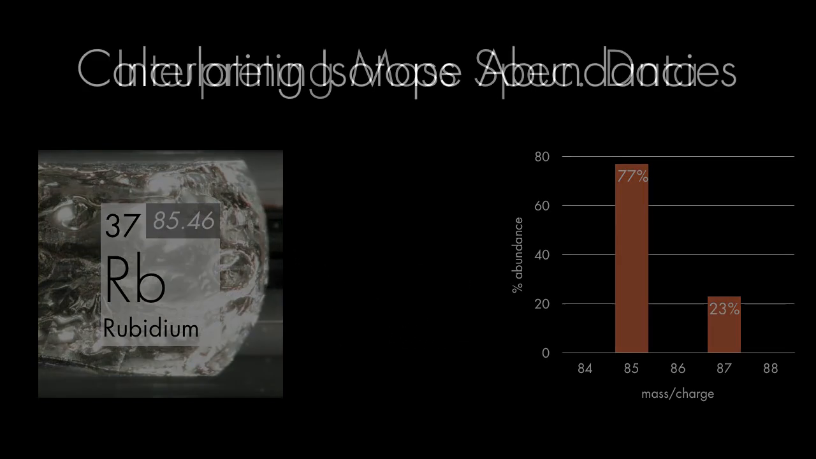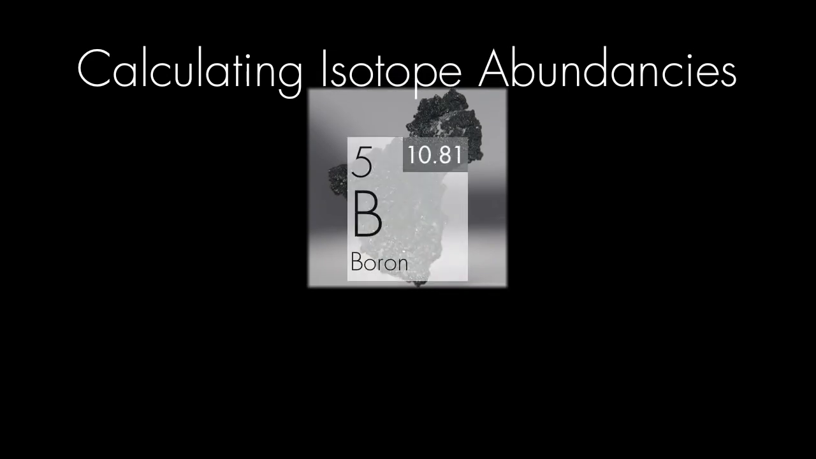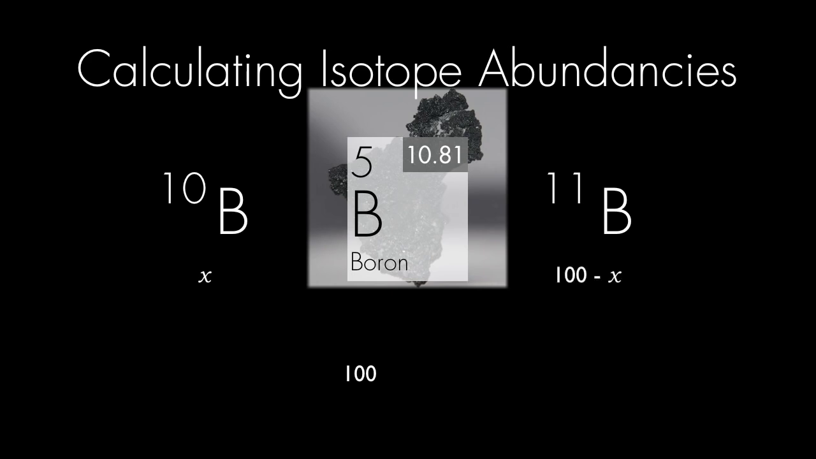Let's try the reverse. Let's calculate the relative abundances of boron-10 and boron-11 isotopes. First, let's imagine we had 100 of these boron atoms. Let's call the number of boron-10 atoms x. Then, the number of boron-11 atoms has to be 100 minus x.